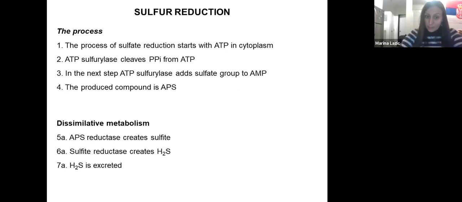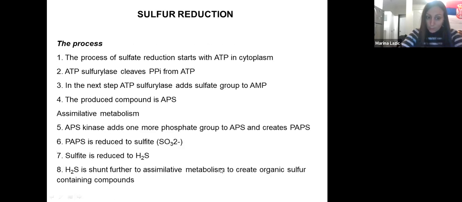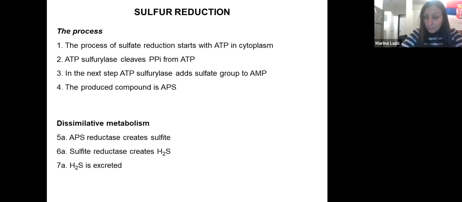In the previous case, in the assimilative one, let's go back, H2S, hydrogen sulfide, goes to metabolism to be used for assimilation, but in dissimilative metabolism, hydrogen sulfide is excreted.